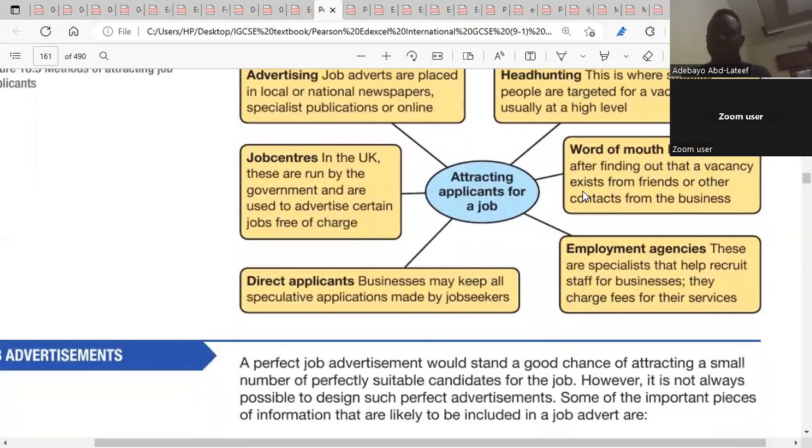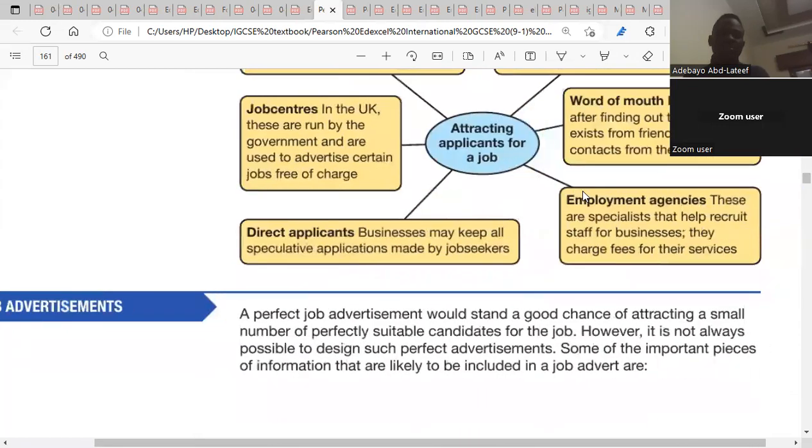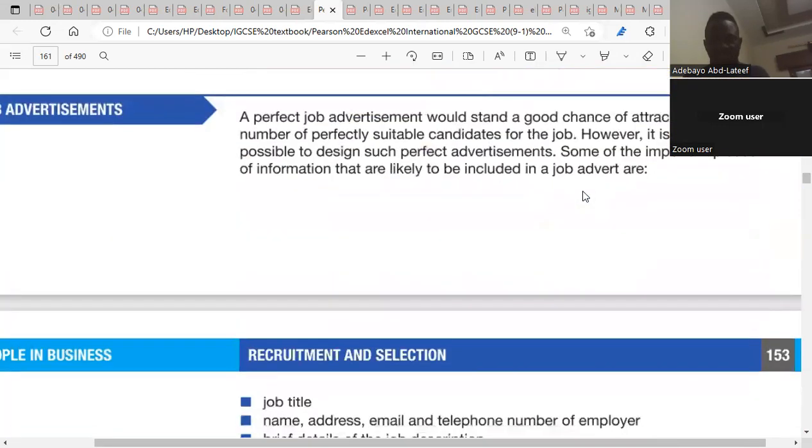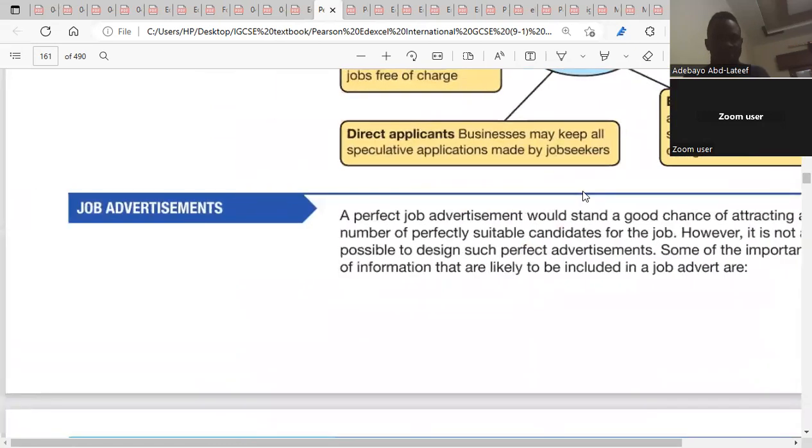Then employment agencies. When you talk about employment agencies, you're talking about specialists. What they do is about employing workers. So you leave the job to them. They help you to look for the workers you need. Is it clear? Any question about that? No. So go to job advertisements.